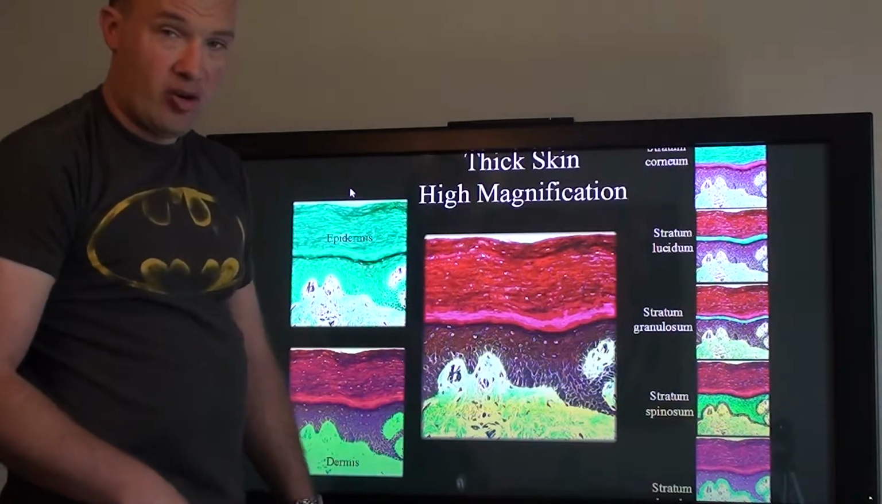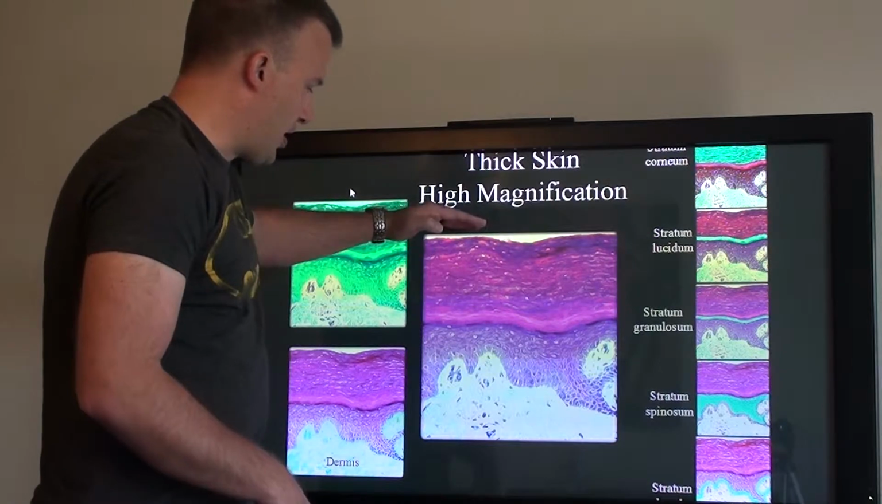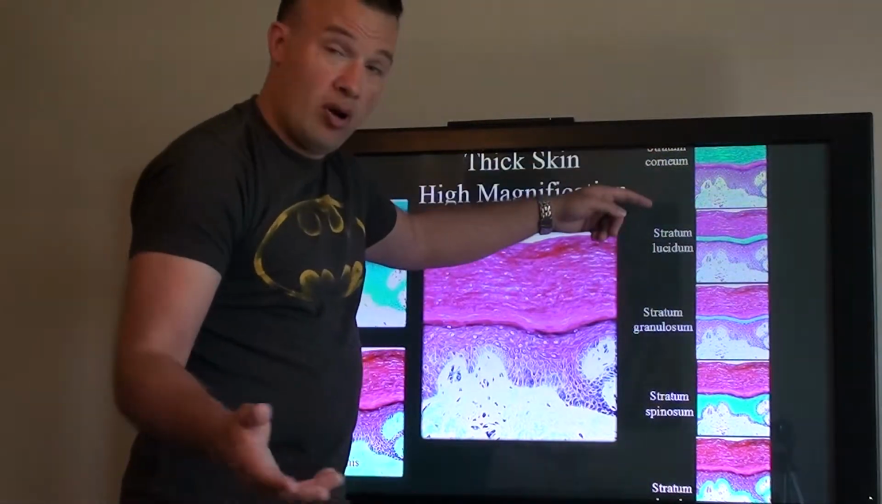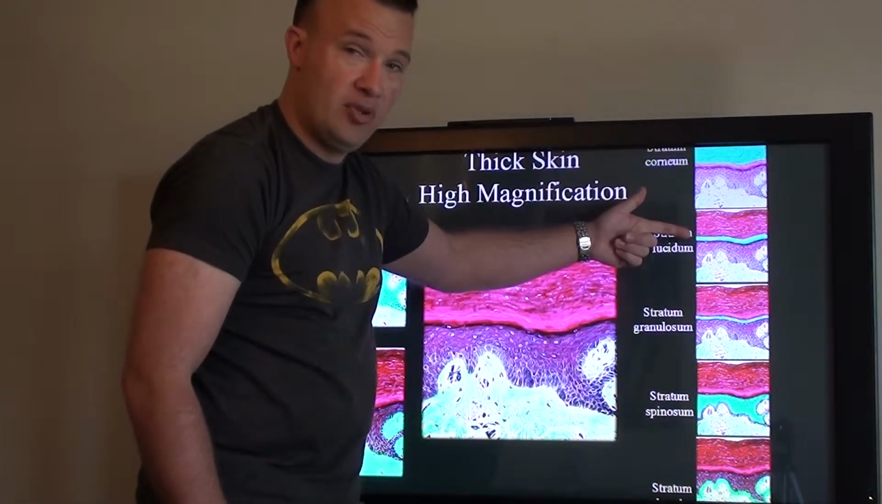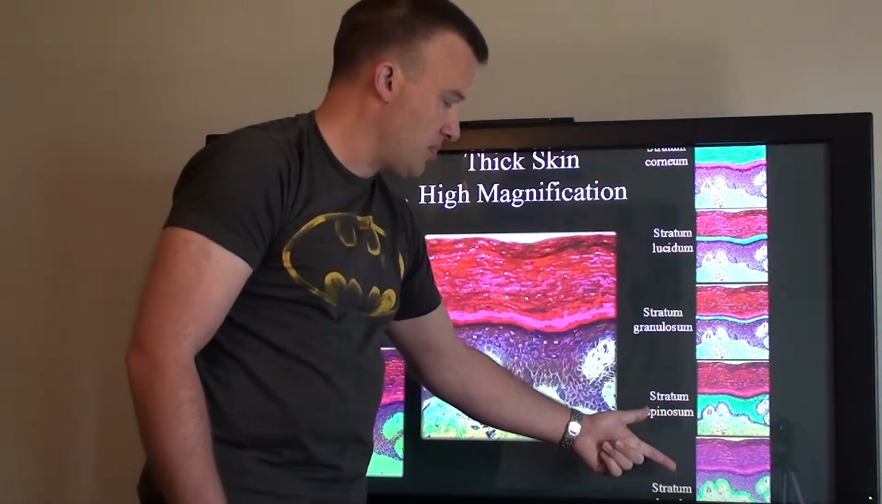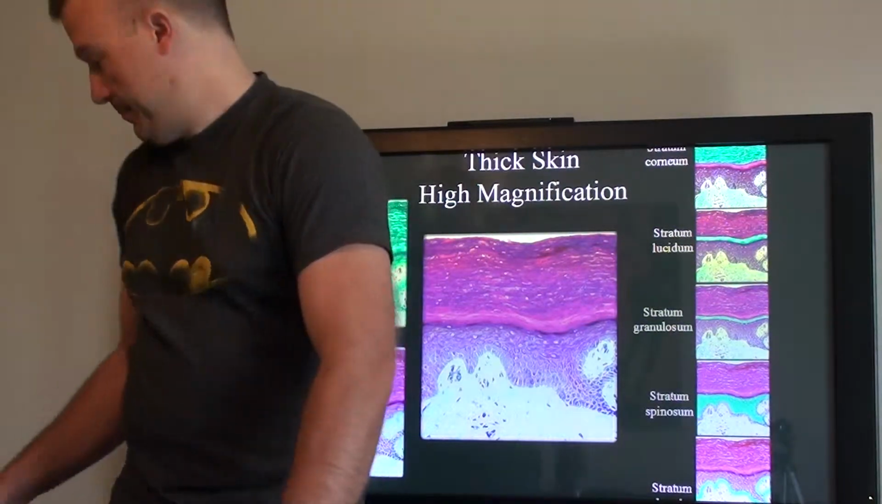So here's a photomicrograph, again, of the epidermis. Here's the epidermis right here. Here are the layers of it. Now we'll go from superficial to deep. Here's the stratum corneum, here's the stratum lucidum, here's the stratum granulosum, the stratum spinosum, and finally the stratum basale. I apologize, it's a little bit cut off on my TV here.